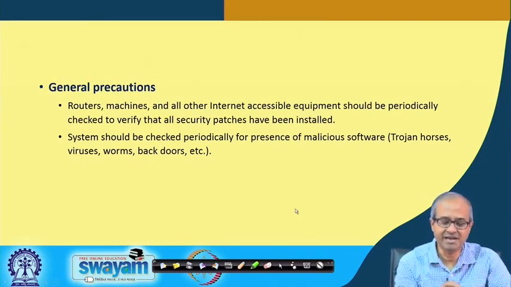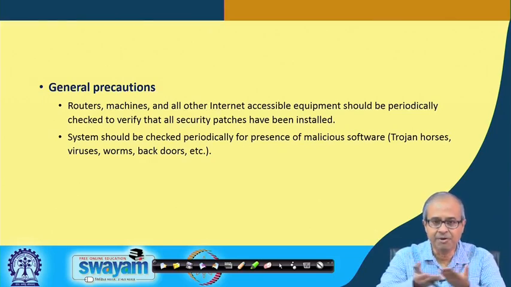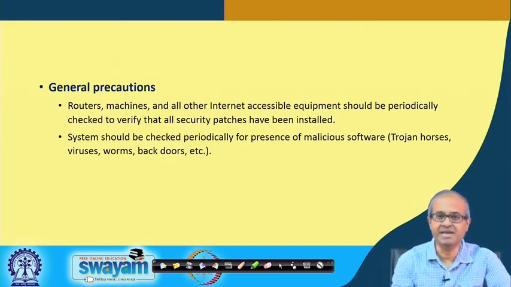A general precaution is that for all the machines, including routers, gateways, everything, you should ensure that proper and latest security patches have been installed on a regular basis. And each individual system on the network, you must periodically check for the presence of malicious software, Trojans, viruses, worms, because those machines may be the platform through which the attacks might get mounted. So, you must ensure that the machines remain clean through regular and periodic checking.